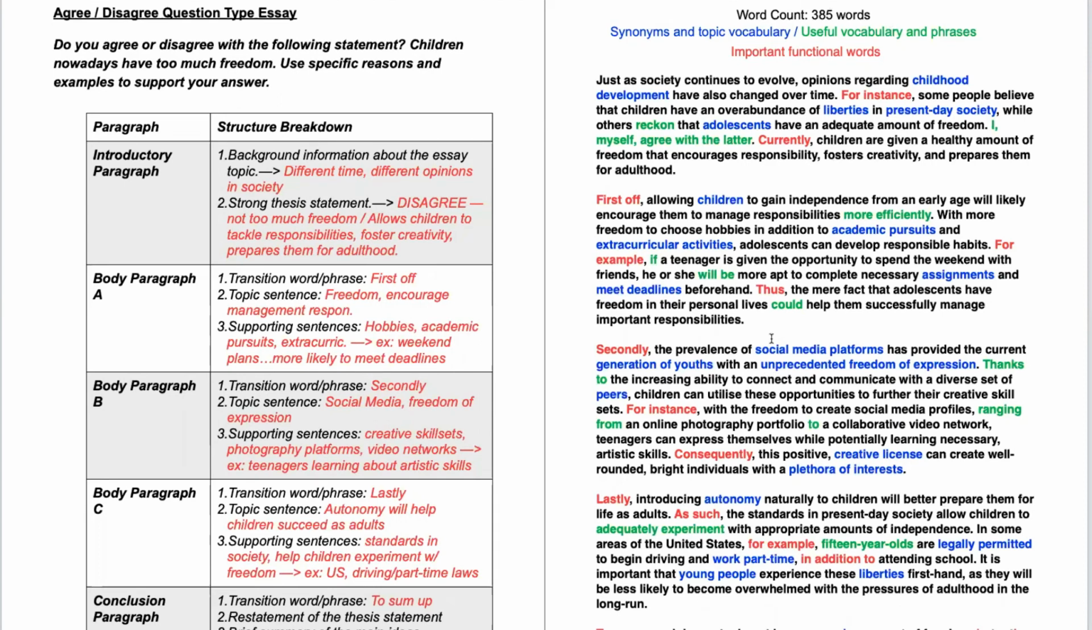Now with our key, I want you to keep in mind that things in blue are the synonyms and topic vocabulary. So these are words that have to do with children, freedom, society, liberties. Then green is useful vocabulary and phrases that you can use in general for other essays. And then in red, you'll find the important functional words. These just really help the flow of your essay and the logic when it comes to giving your examples and starting and finishing your paragraphs.